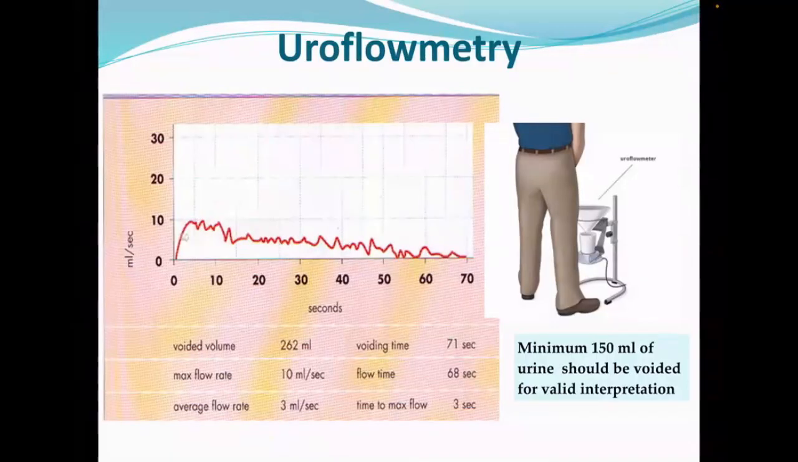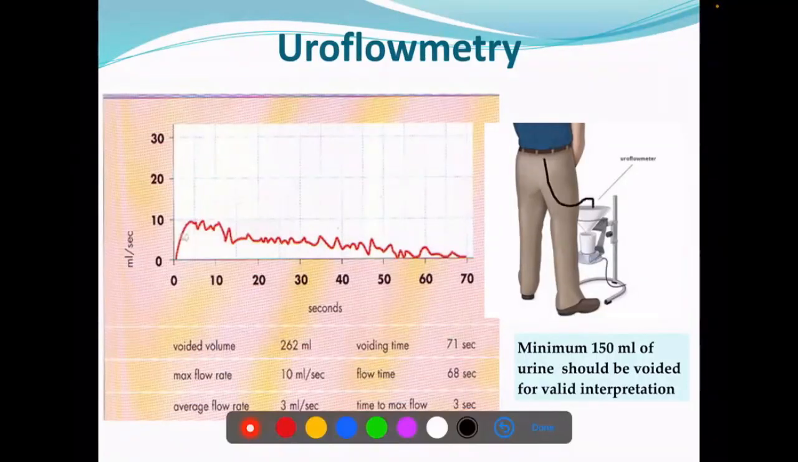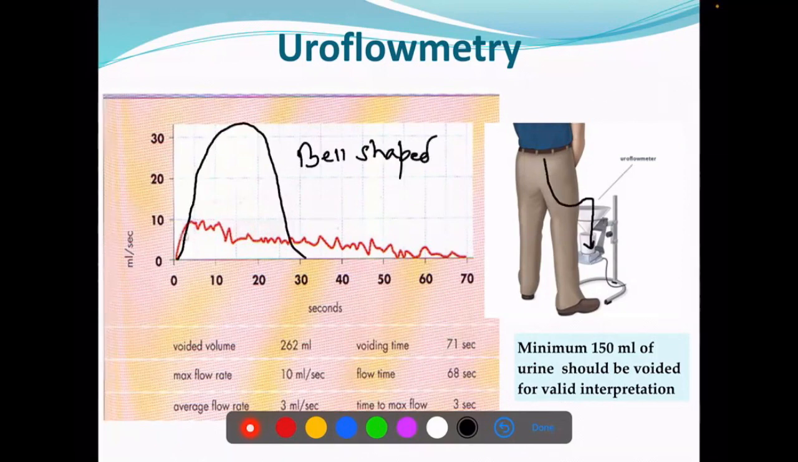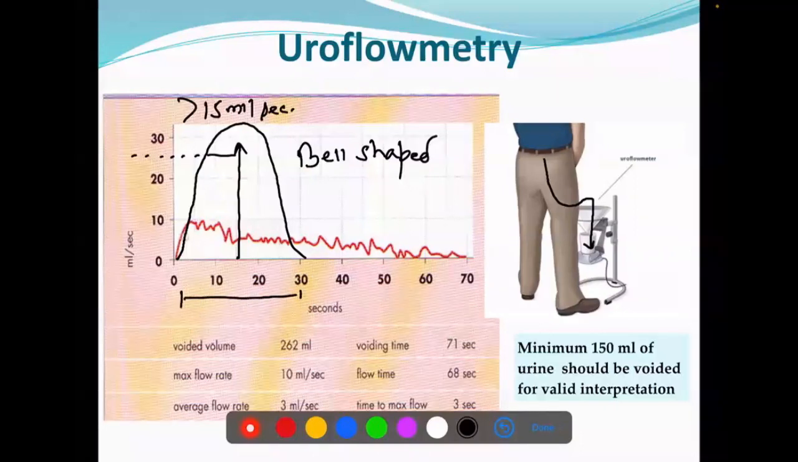Uroflowmetry is an investigation where a patient urine passes through the machine. It will record the flow pattern in a graph. Normally, the graph is bell-shaped, where you can see the maximum flow is always more than 15 ml per second. It is usually 20 to 25, and the flow time, the time that the flow will be finished, is within 30 seconds. Okay, this is the parameter of normal flow.